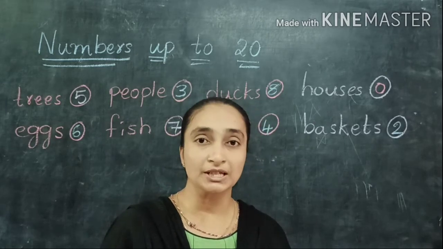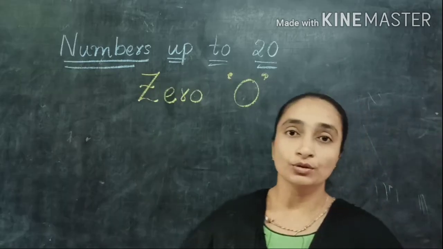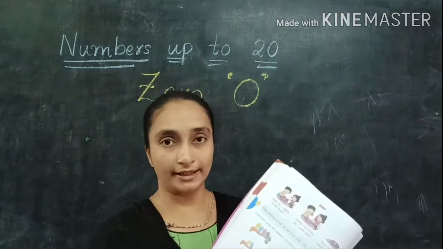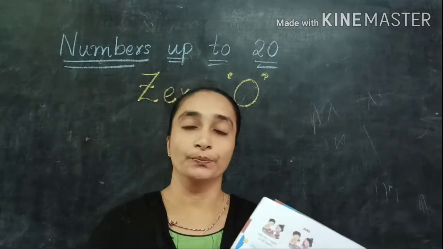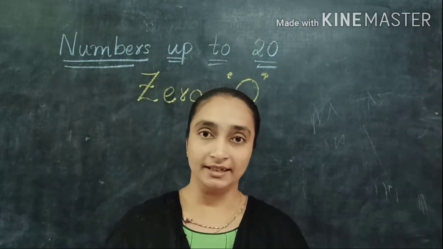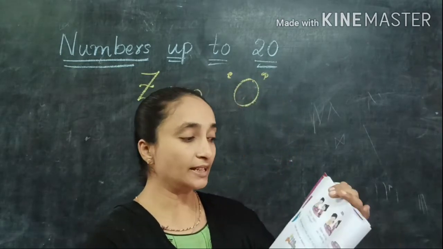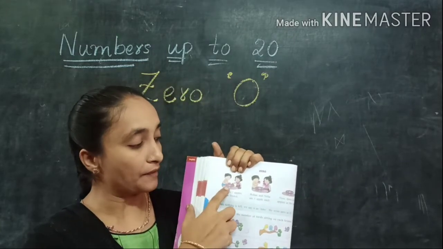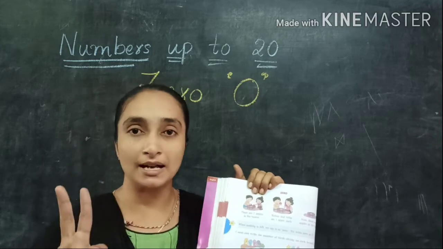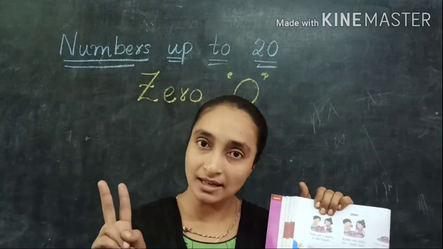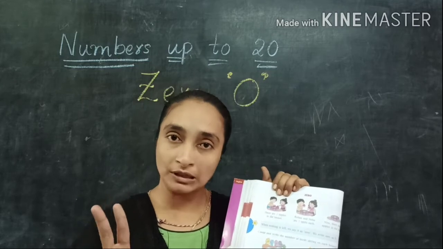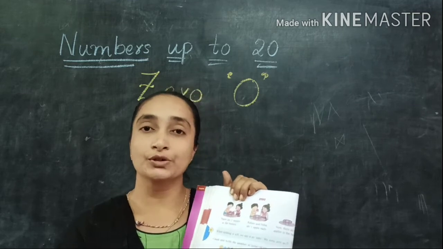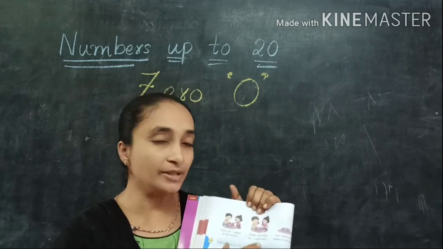Now come to the next page. Here we have 0. So children, here is page number 80 in our textbook. Here we have the 0. What do you mean by 0? Let us see here. We can see in the textbook there are 2 children eating 2 apples. Here we have a basket and there are 2 apples in the basket. 2 children are sitting there, a boy and a girl. Rehan and Neha. The boy's name is Rehan and the girl's name is Neha.